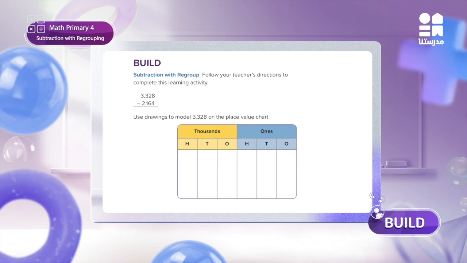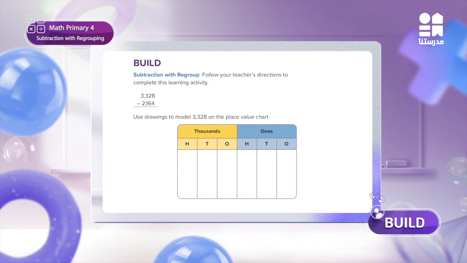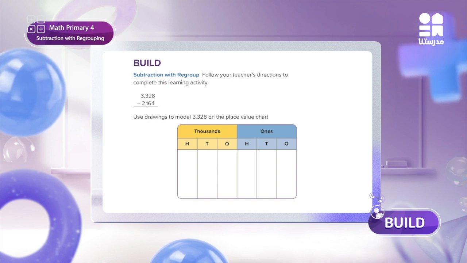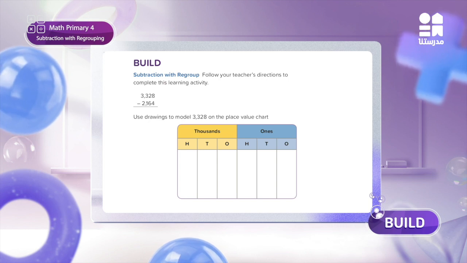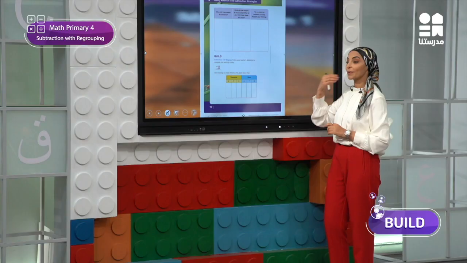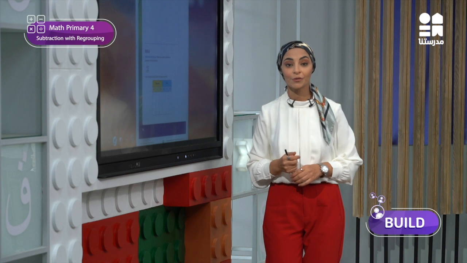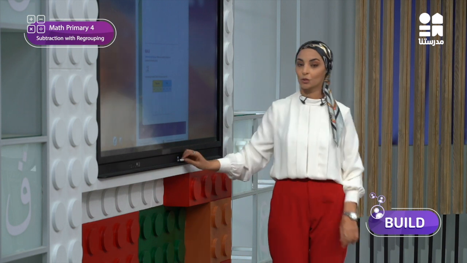Let's see. Here's the subtraction. This is our problem. Here we need to subtract 2,164 from 3,328. In order to solve this problem, let's use the place value chart and try to solve the problem that I asked you at the beginning of our lesson. Can you remember? Yes, 153 minus 28. Let's do it all together.